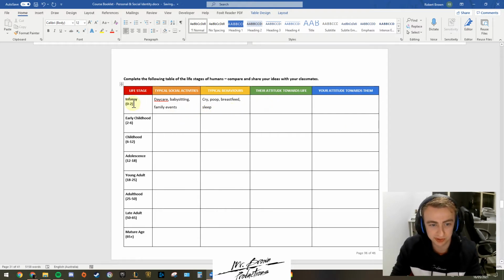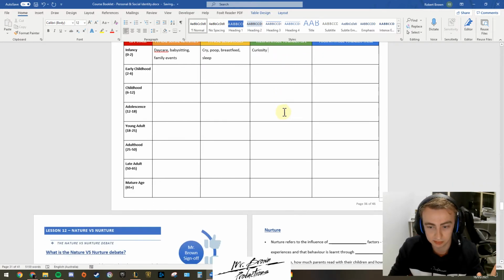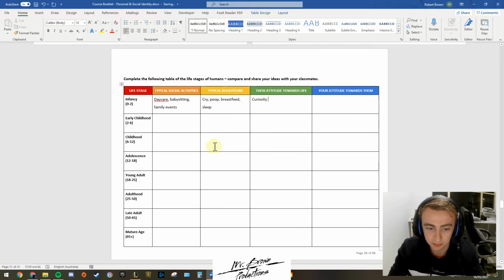Their attitudes towards life, I would say with infancy, their only sort of attitude at this point in time is curiosity. I don't think they cognitively have developed too much to be able to have a distinct view on how they view life. And here, when we're looking at their attitudes towards life, we can lean into some stereotypical ways of thinking, especially when we get to some further ones down here.